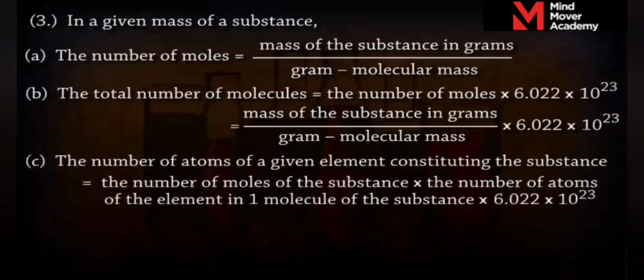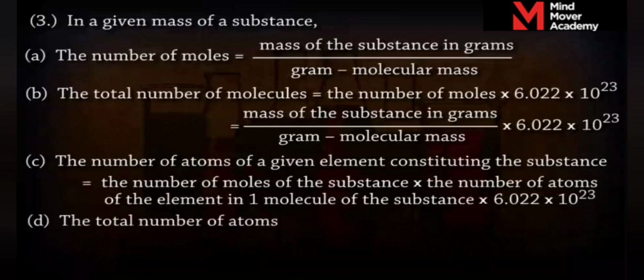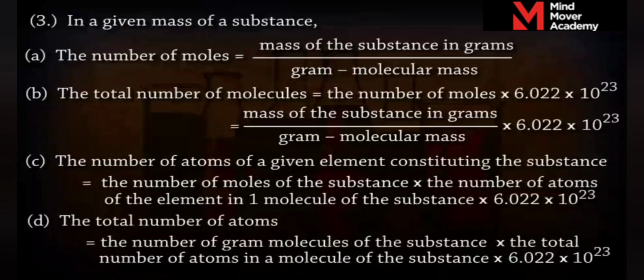C, the number of atoms of a given element constituting the substance is equal to the number of moles of the substance times the number of atoms of the element in 1 molecule of the substance, times 6.022 × 10^23. D, the total number of atoms is equal to the number of gram molecules of the substance times the total number of atoms in a molecule of the substance, times 6.022 × 10^23.